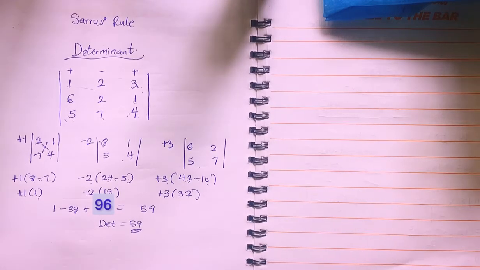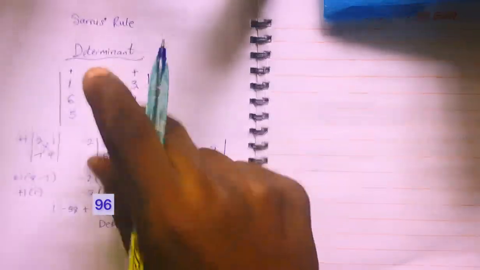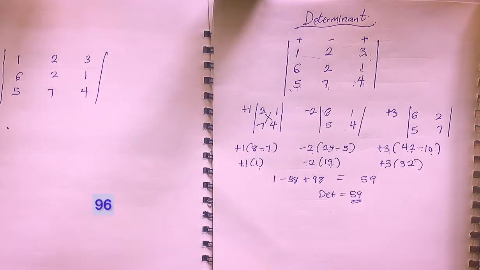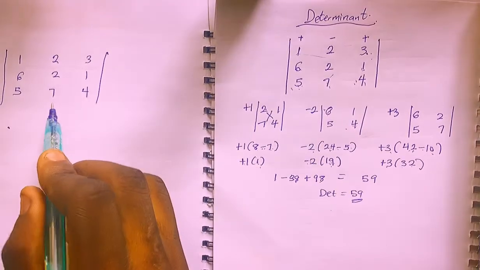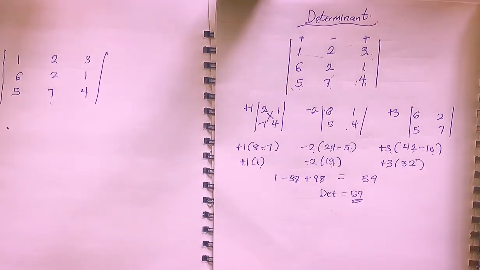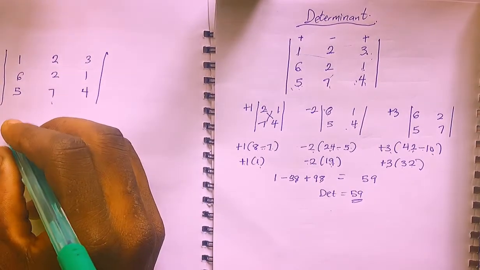So right now I'm going to proceed to Sarrus Rule. That is the simplest method you can use to solve this. Let's check the Sarrus Rule. Now this is the question we were solving earlier. This is the question and this is it. We are going to use the simplest method now. Then you bring out all the elements.